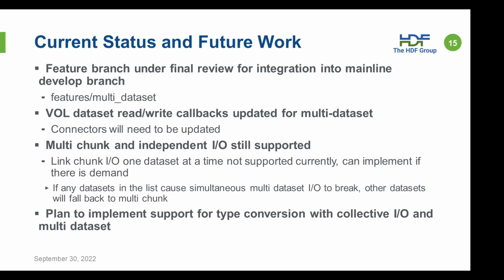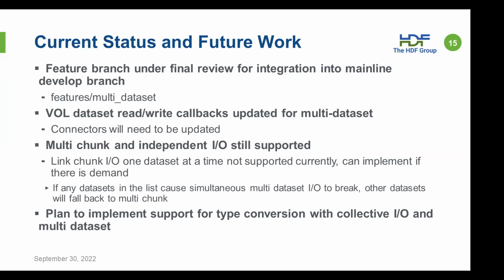And we still support multi-chunk and independent IO, but we don't support linked chunk one data set at a time, because we figure that if people call multi-data set and want linked chunk, they probably want just the fully collective linked data set IO path. But if there's a demand for it, we could reinstate it. It wouldn't be that hard. We just have to basically copy the code and make a few changes.